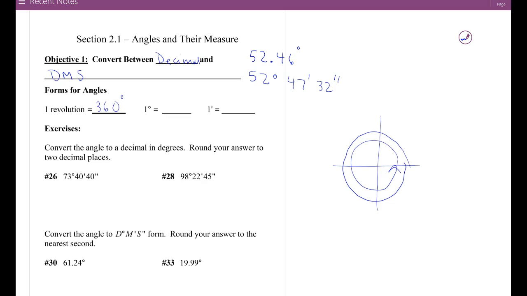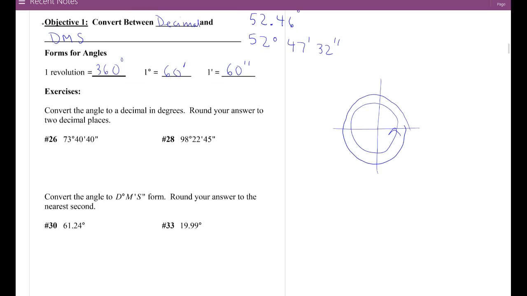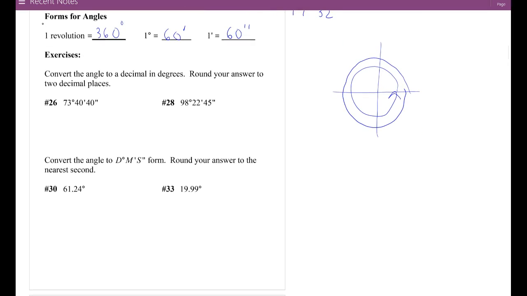And then we use a system similar to time, where 1 degree equals 60 minutes and 1 minute equals 60 seconds. So just like with time, 60 seconds equals 1 minute and 60 minutes equals 1 degree. So tomorrow we'll practice converting back and forth between decimal degrees and degrees, minutes, seconds form. And we'll be using conversion factors.